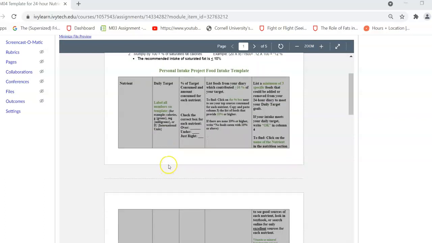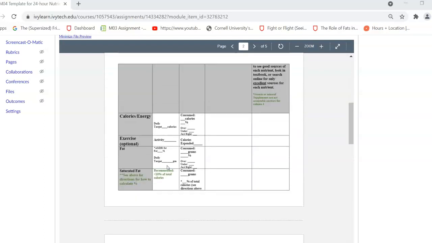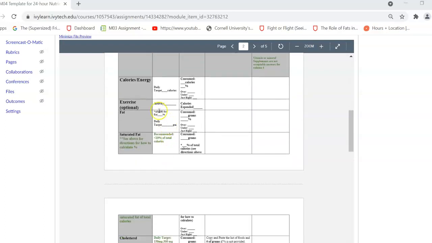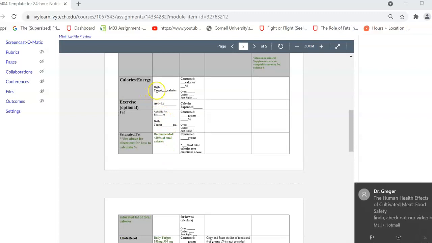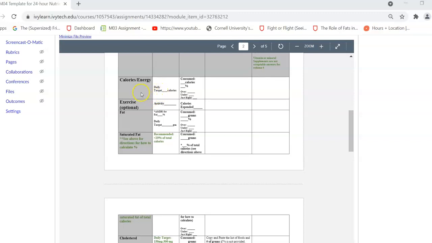So for column number 1, let's just look at this. You are going to do your daily targets. And I'm going to show you the website in a minute to show you where to find these things. But you'll do the daily target for your calories.